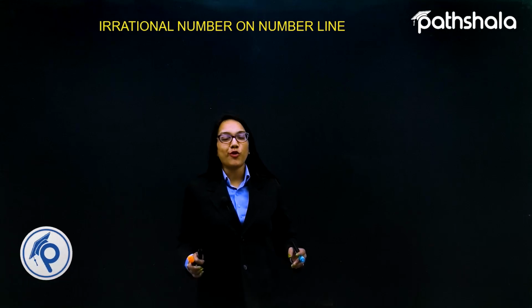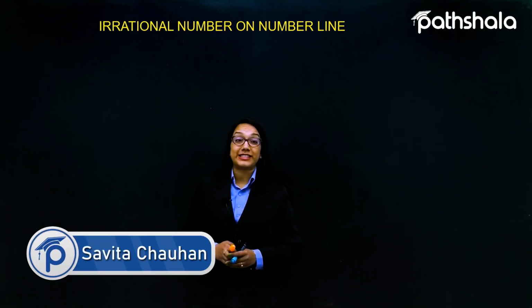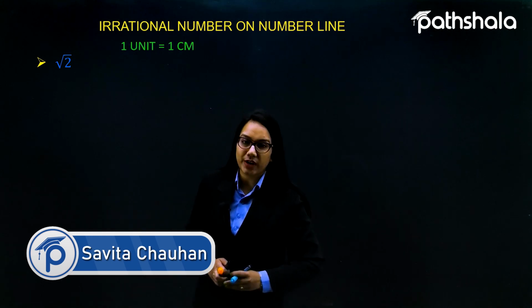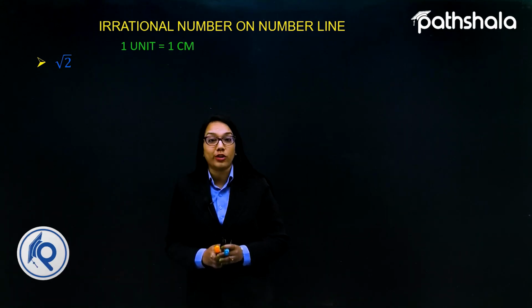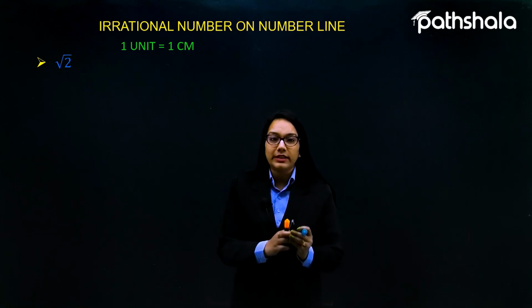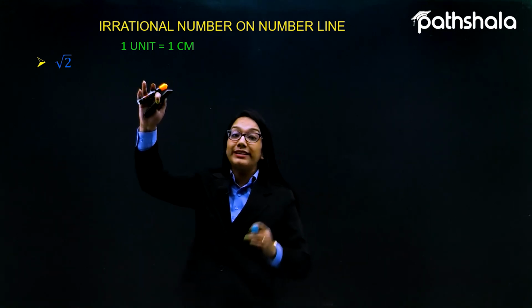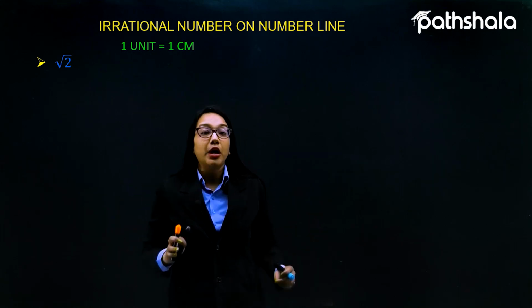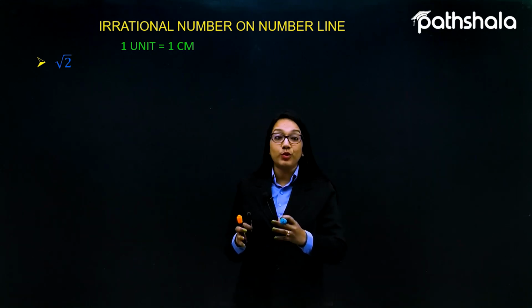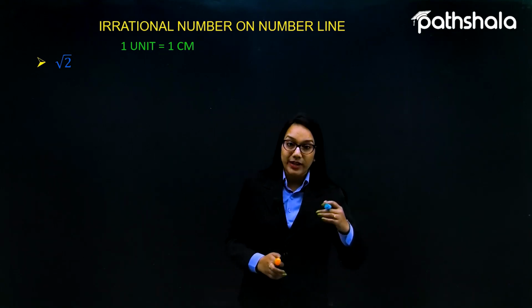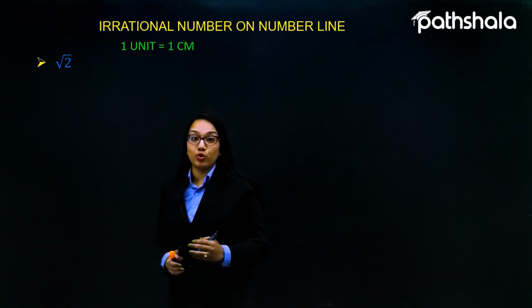So let's move on further and first of all represent root 2 on the number line. But before that, always remember that we have to take 1 unit as 1 centimeter. Wherever I say 1 unit, it means I'm taking 1 centimeter. So let's talk about representing root 2 on the number line.